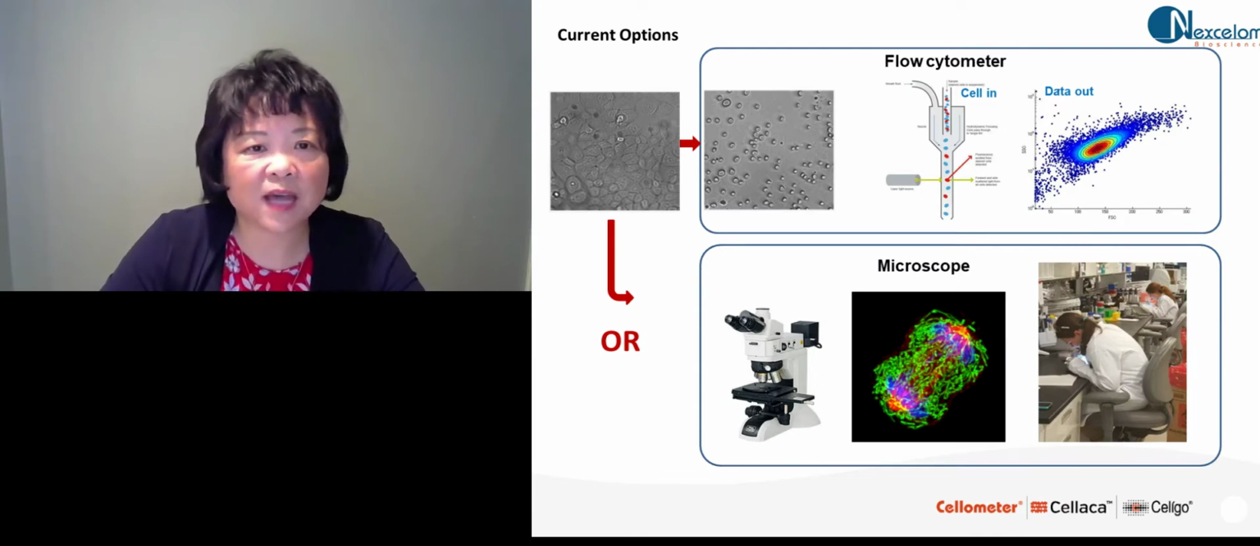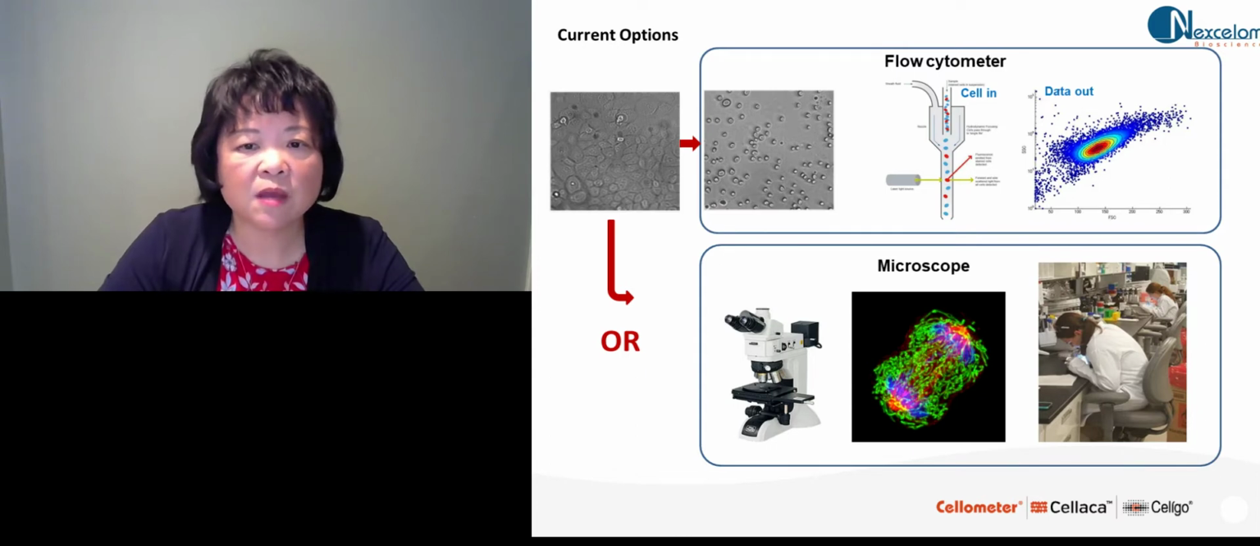Sometimes we cannot do that because biological features cannot be trypsinized and sent through the liquid flow. We do this on a microscope. Images are acquired. If we want to quantify them, most likely we are doing this manually under a microscope.